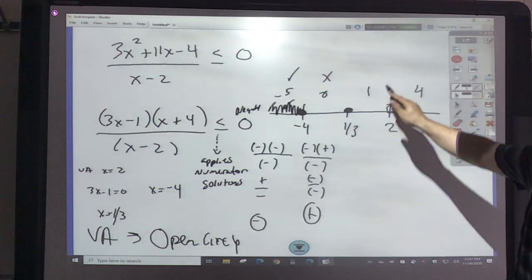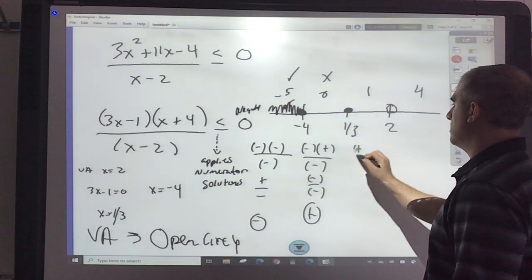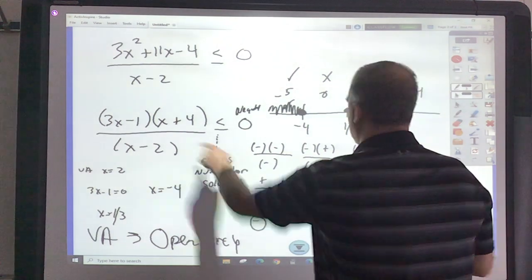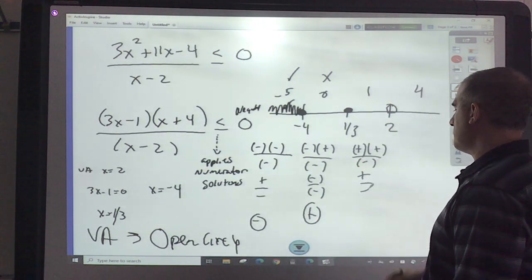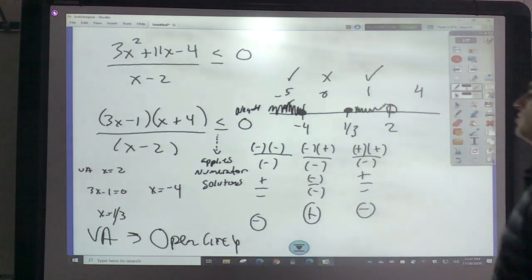Let's put in 1. 3 times 1 would be 3, minus 1 would be 2. That's going to be a positive number. This would also be a positive number. And this bottom one would be a negative number. Positive and positive is easy, positive. That's going to be positive divided by negative, which is negative. That's what I want. There's where my answer is.